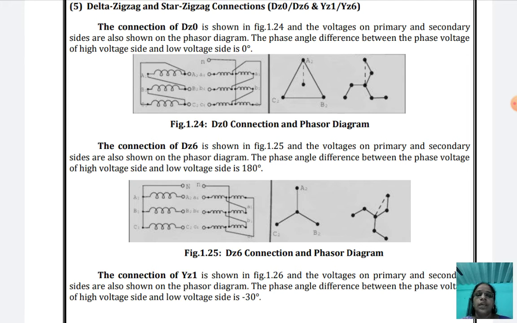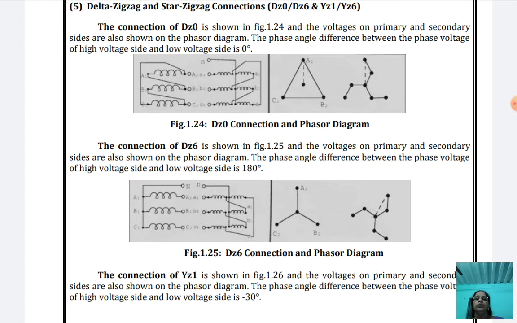Now you have to see figure 1.24, which is DZ0, that is the 0 degree phase shift delta-zigzag connection. So in this case, what is the meaning? The phase angle difference between the phase voltage of the high voltage side and low voltage side is 0 degree only. It is similar to delta-star. The difference is that we are using a zigzag connection.